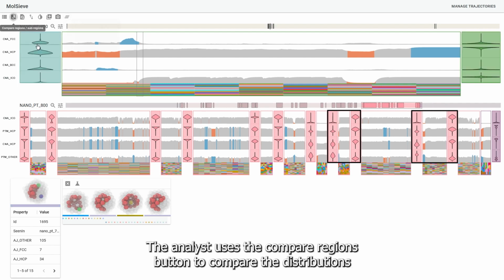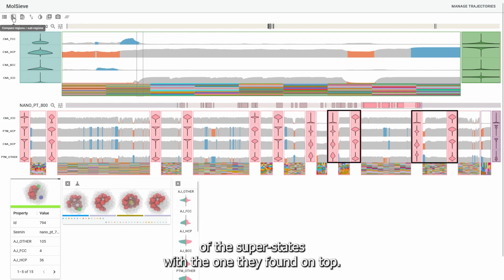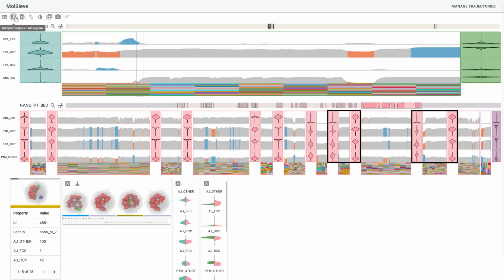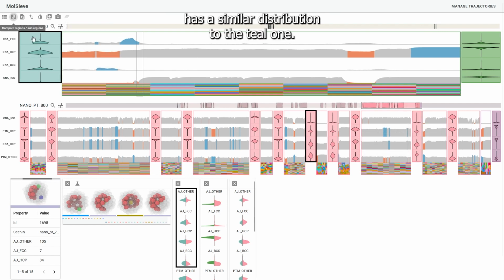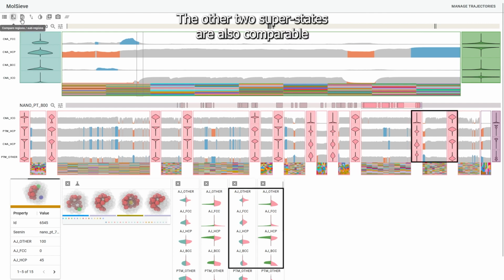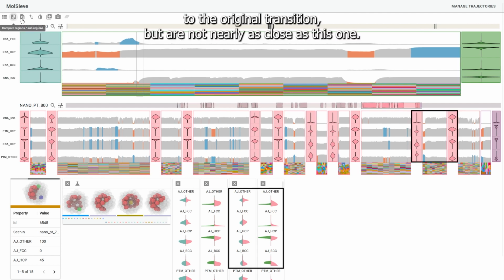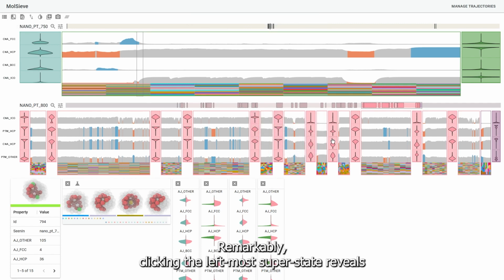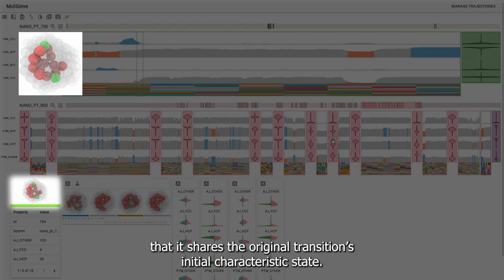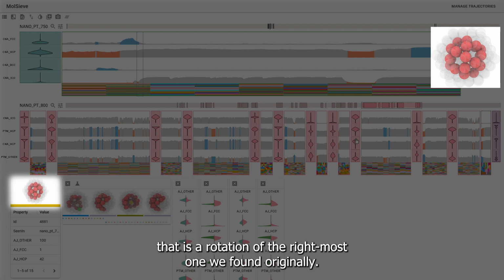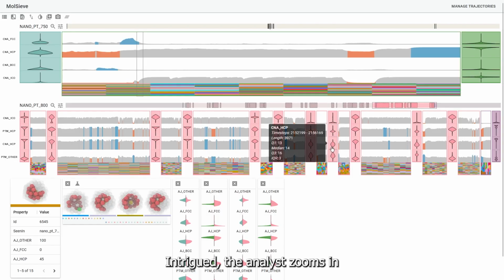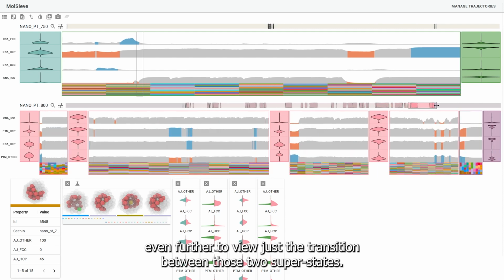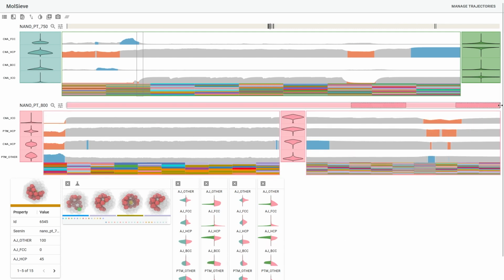The analyst uses the Compare Regions button to compare the distributions of the superstates with the one they found on top. The leftmost pink superstate has a similar distribution to the teal one. The other two superstates are also comparable to the original transition, but are not nearly as close as this one. Remarkably, clicking the leftmost superstate reveals that it shares the original transition's initial characteristic state. Moreover, the superstate on the right has a characteristic state that is a rotation of the rightmost one we found originally. Intrigued, the analyst zooms in even further to view just the transition between those two superstates.